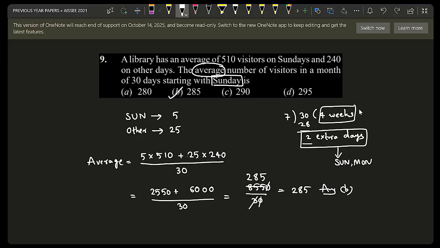Sir, one month is 31, next month is 30, sir. No, they're saying about a month which has 30 days. They mentioned in the question or not? They said 30 days, okay. I think your doubt got cleared.